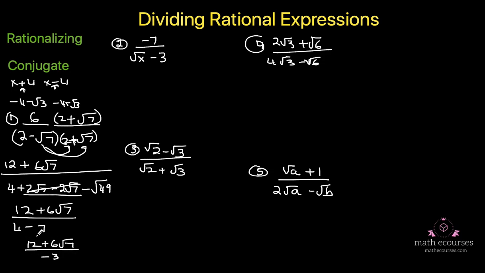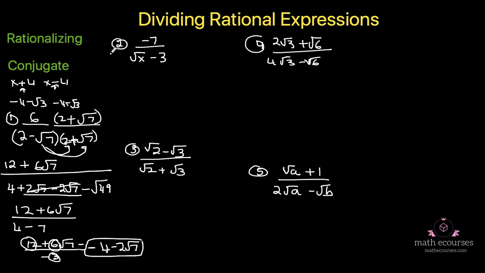Can I simplify this? Yes, because 3 goes into 12 and the number out here. If there's no number, then you can't simplify. It has to be all 3. Divide all those by 3, and since it's negative, bring this negative out here. So 12 divided by negative 3 is negative 4. 6 divided by negative 3 is negative 2. That's as far as you can go.